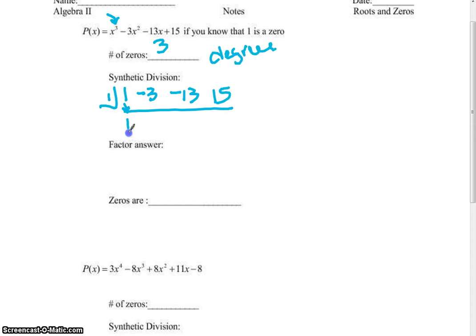Bring down your 1. 1 times 1 is 1, negative 3 and 1 is negative 2. 1 times negative 2 is negative 2. This gives you negative 15. 1 times negative 15 is negative 15, and you get 0. So this becomes x squared minus 2x minus 15. So you would factor that.